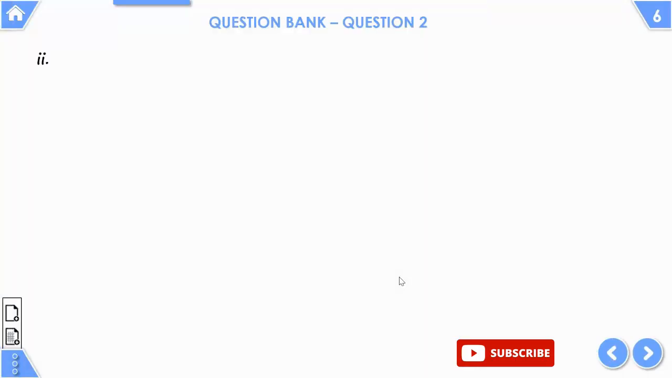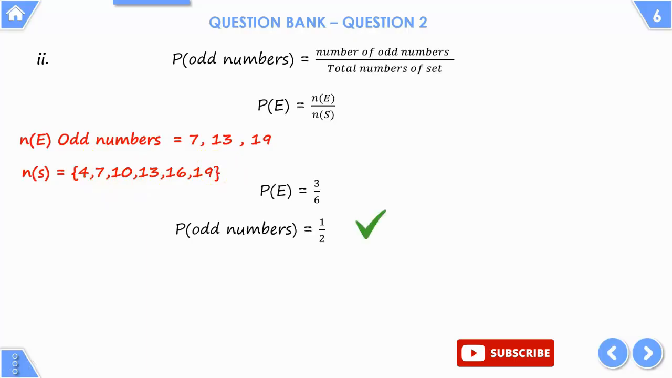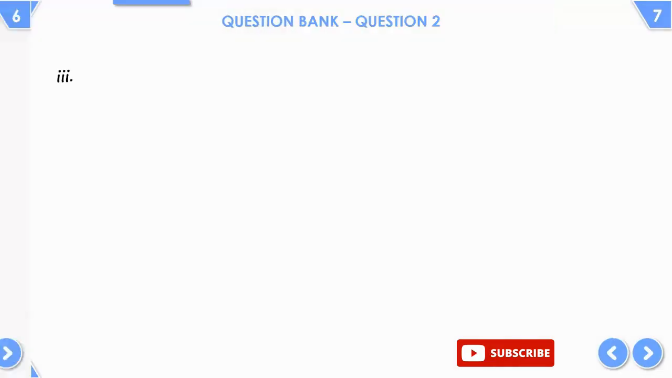Let's do that same thing for the odd numbers. The odd numbers are 7, 13, 19 from the list we had. And these are the total sample points. You can see 7, 13, 19 being the odd numbers. And then we have 3 over 6, 1 over 2. And that gives us the right answer again.